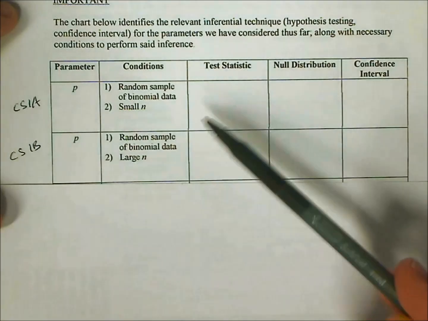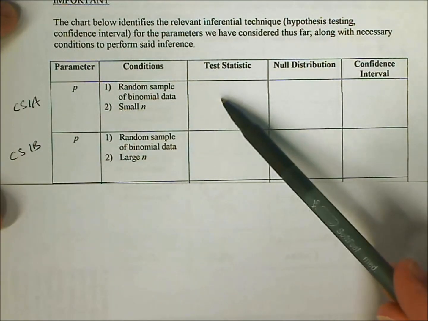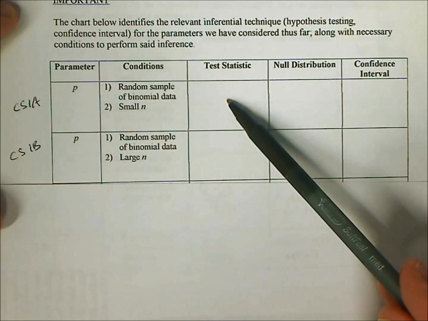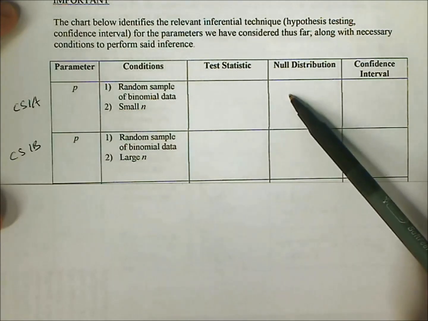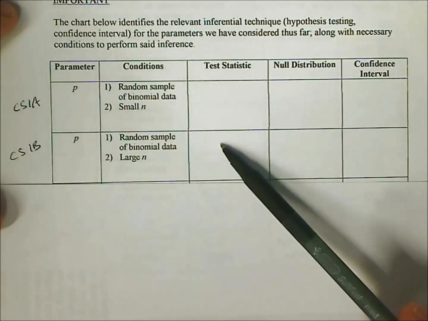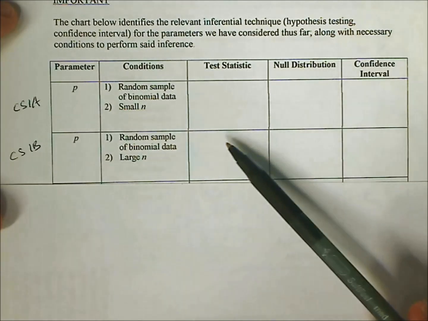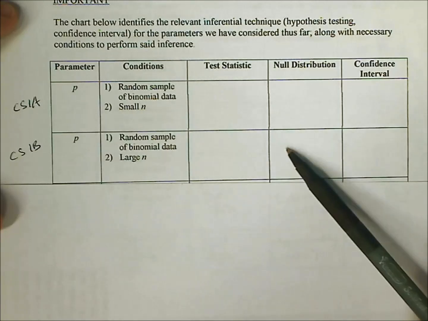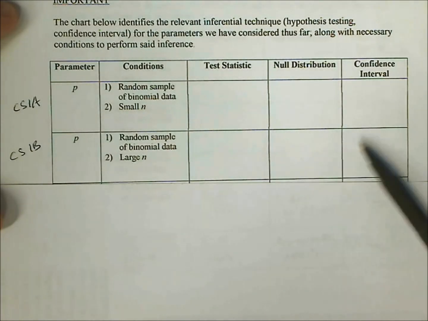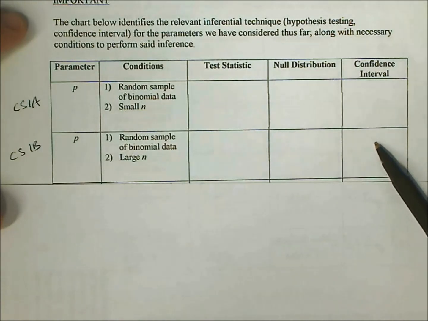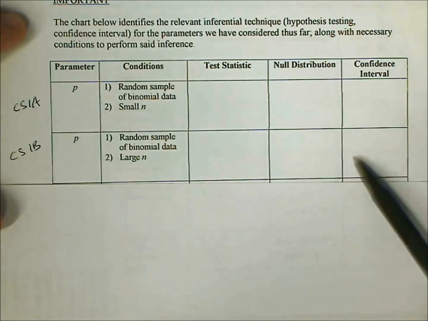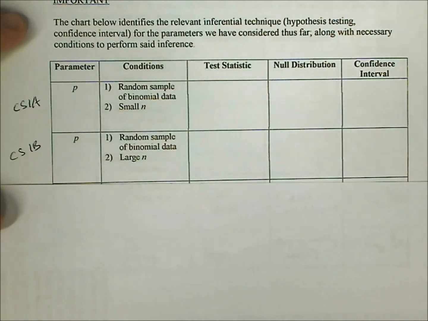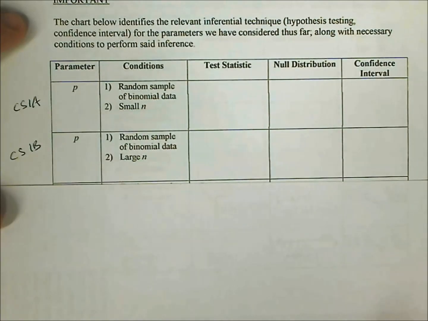So go back and look at your notes. In case 1a, the test statistic is the number of successes out of our sample, and it follows a binomial distribution. In case 1b, the test statistic is the number of successes out of our sample, or that number standardized, and that follows a normal distribution. And then we had a confidence interval formula for that: p hat plus or minus z times the square root of p hat times 1 minus p hat over n. I'm not going to write that down. You can go back and look at your notes for those expressions.